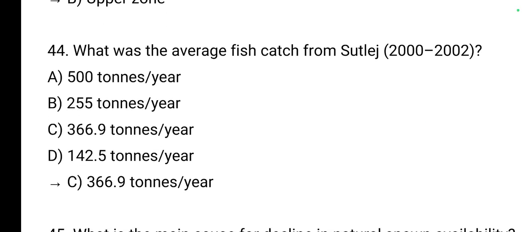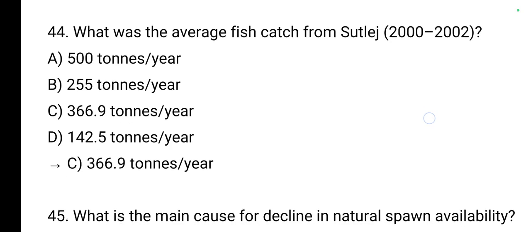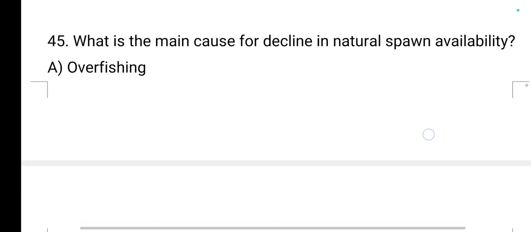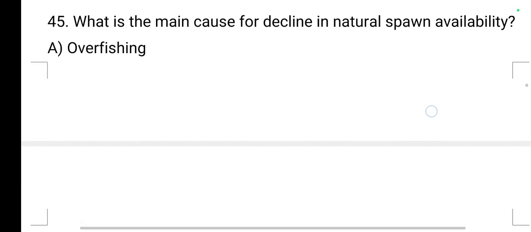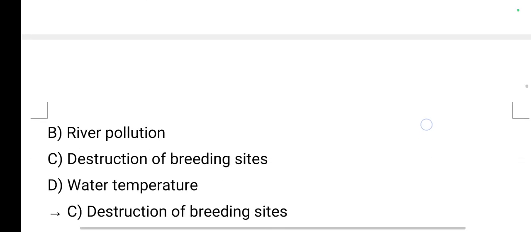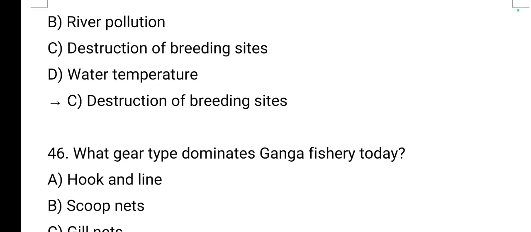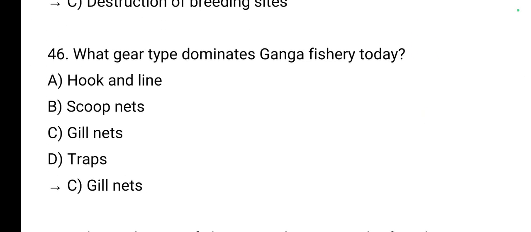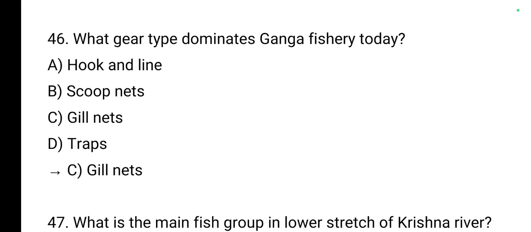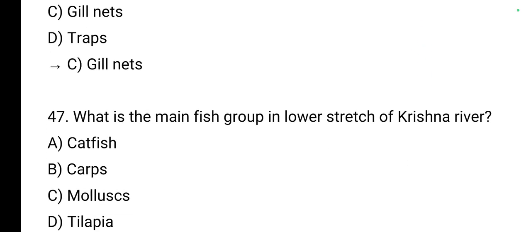What was the average fish catch from Satluj between 2000 to 2002? So it is 366.9 tons per year. What is the main cause for the decline in natural spawn availability? So the answer will be destruction of breeding sites. What gear type dominates Ganga fishery today? So it is gill nets.